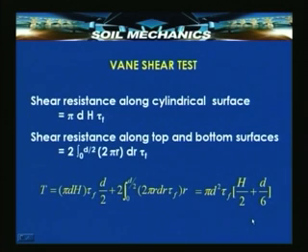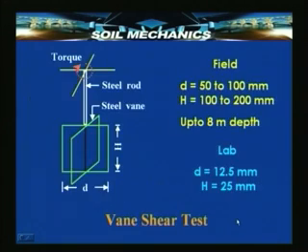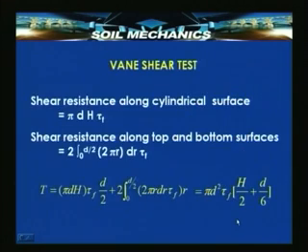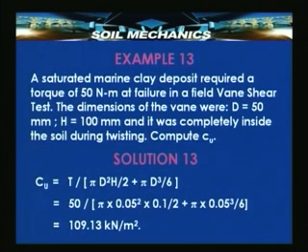We had seen that there are some corrections that need to be applied depending upon what kind of distribution of shear resistance we assume at the top and the bottom, and also depending on whether the vane is fully immersed in the soil or not. We saw a simple example where the undrained cohesion of the soil was computed from the torque and the geometrical dimensions which were available to us in this problem.